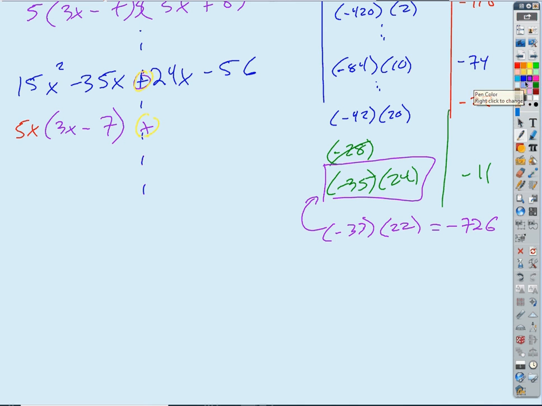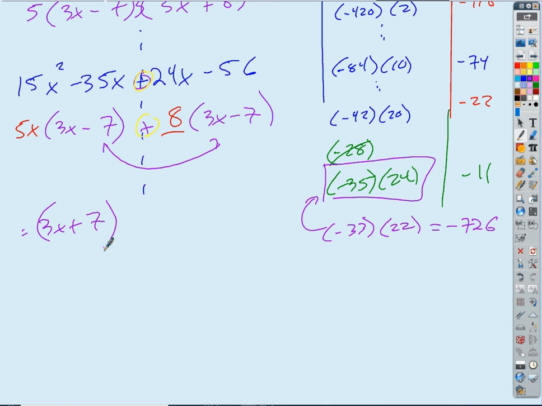Remember, when you factor by grouping, you have to have the same leftover factor in both groups. So for this to work, you have to end up with a 3x minus 7 there. So you just ask yourself, what would have to go there for that to happen? Positive 8. And now look what you get. If you factor out a 3x minus 7 from each group, what's left behind? 5x plus 8, right? That makes sense. See what I'm saying? That's why grouping works.